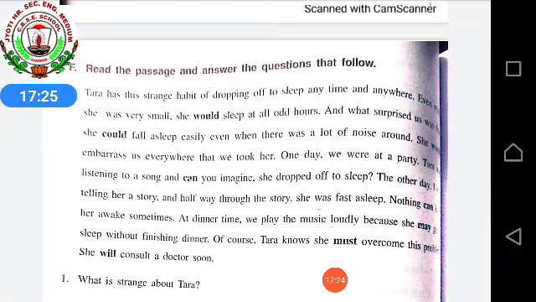So this passage I will be reading for you and then you people will be telling me the correct answer by yourself. Understood? So let's start.